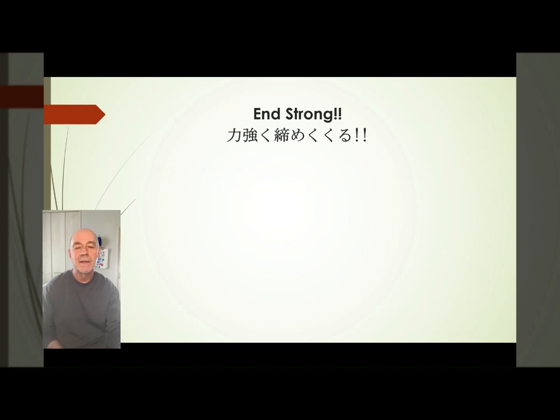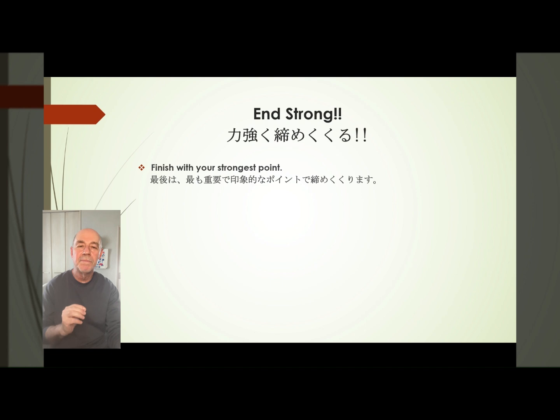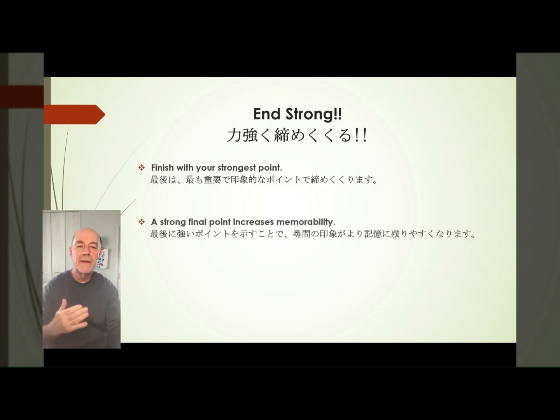Always end strong. The point being, whatever your most important point is with that witness, always end with your strongest point when you're talking about anything that's important with the witness. End with the strongest point, because a strong point increases memorability. So if you end with your strongest point, people are going to remember that more. And so if you begin with your strongest point, they might forget by the end of your cross-examination, but you have to end with your strongest point.